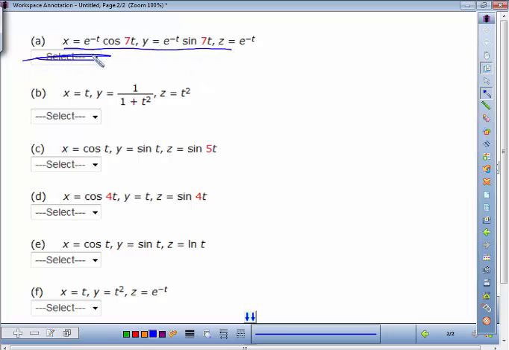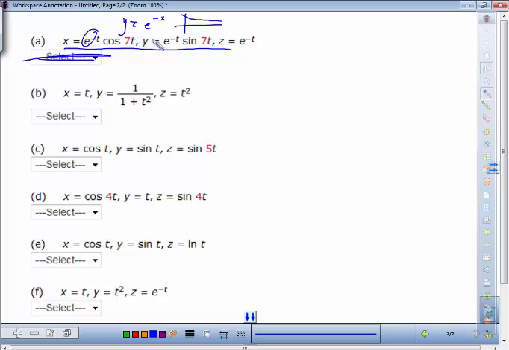You've got x is e to the t cosine 7t, y is e to the t sine 7t, and z is e to the negative t. So e to the negative t, what does that graph look like? If I say y equals e to the negative x, and you were to do a quick sketch of that graph in your head, how would that graph look? It's an exponential function, and it decreases, so it's an exponential decay. So this thing's going to go down.